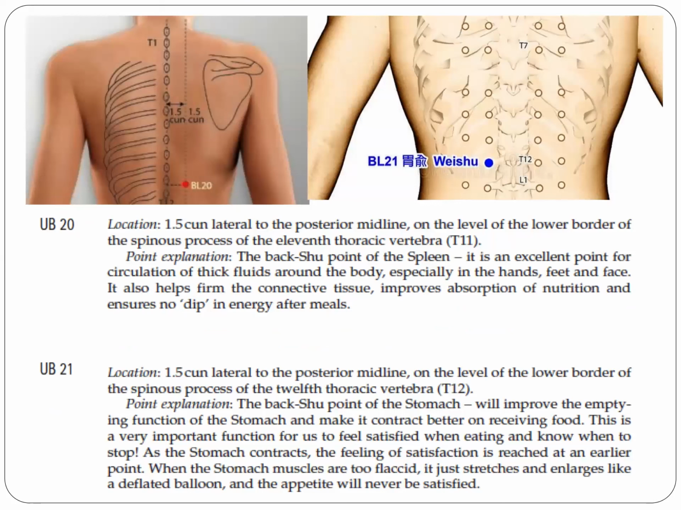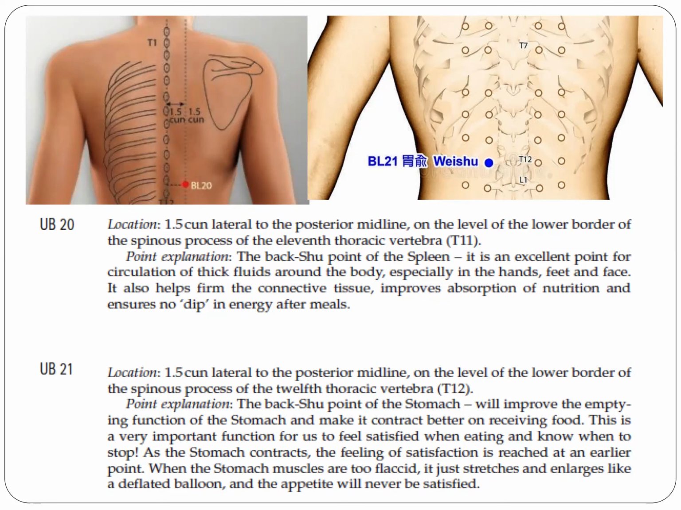Next point, we have UB20, which is located 1.5 cun lateral to the posterior midline on the level of the lower border of the spinous process of the 11th thoracic vertebra, or T11. This is the back shu point of the spleen. It is an excellent point for circulation of thick fluids around the body, especially in the hands, feet, and face. It also helps firm the connective tissue, improves absorption of nutrition, and ensures no dip in energy after meals.